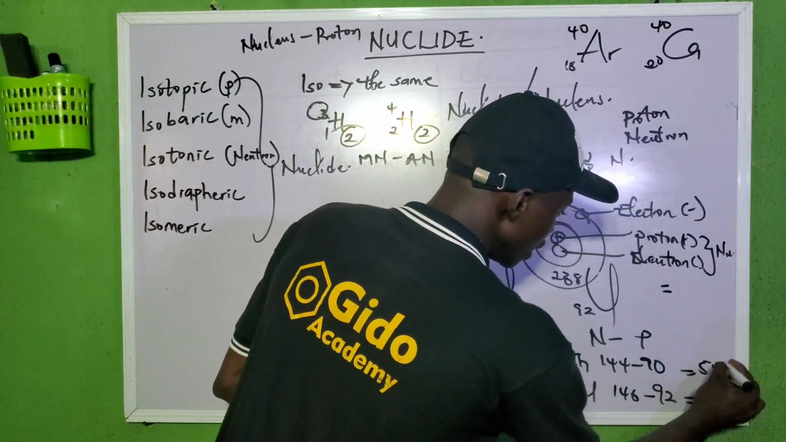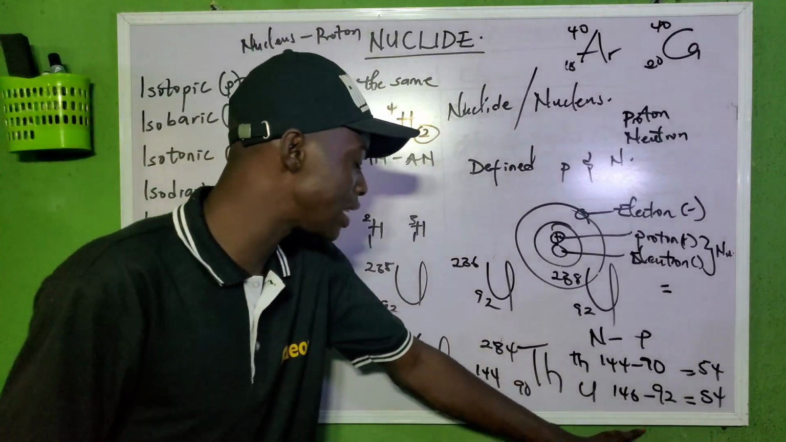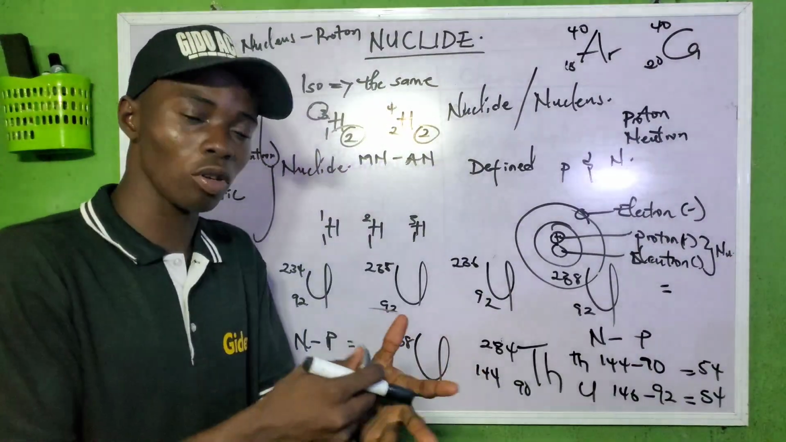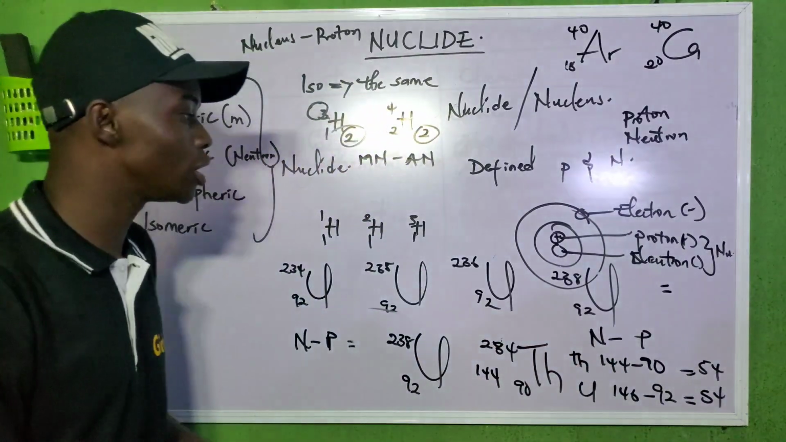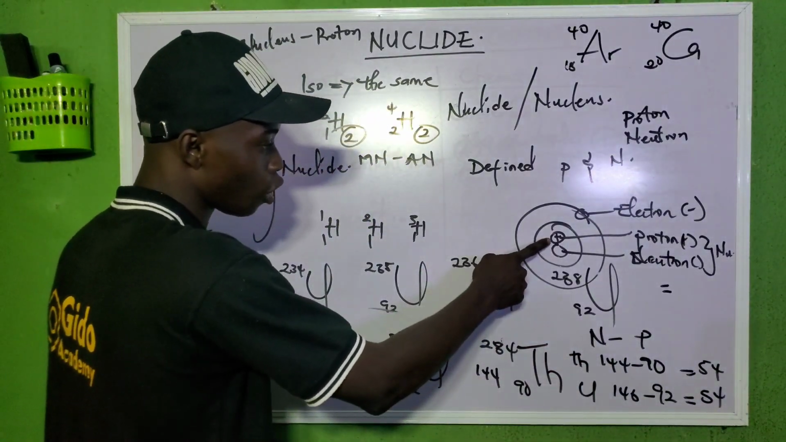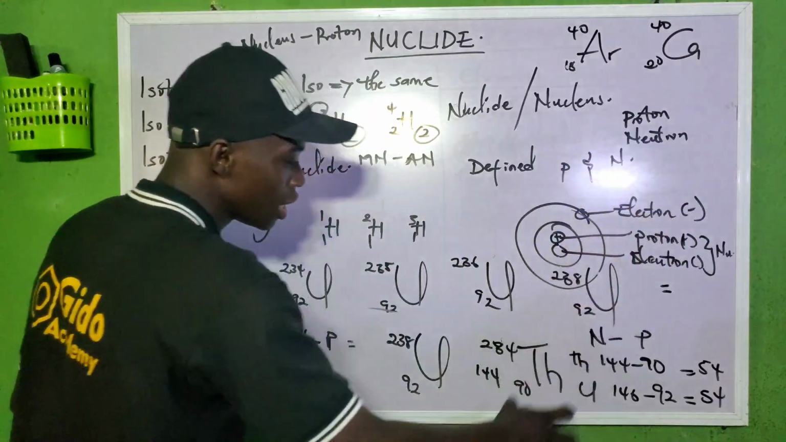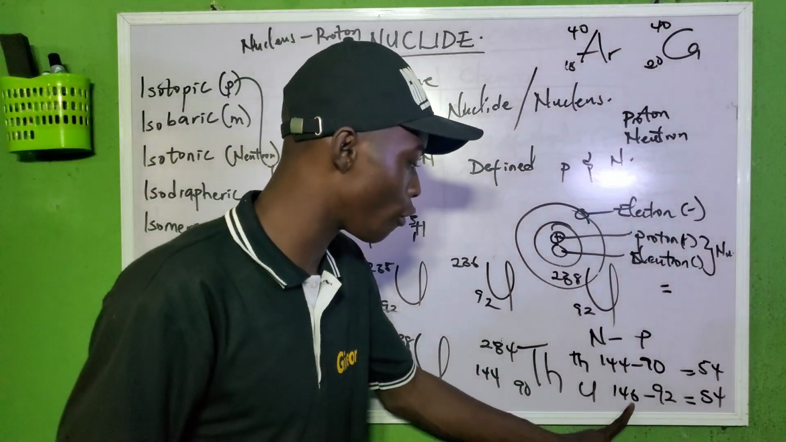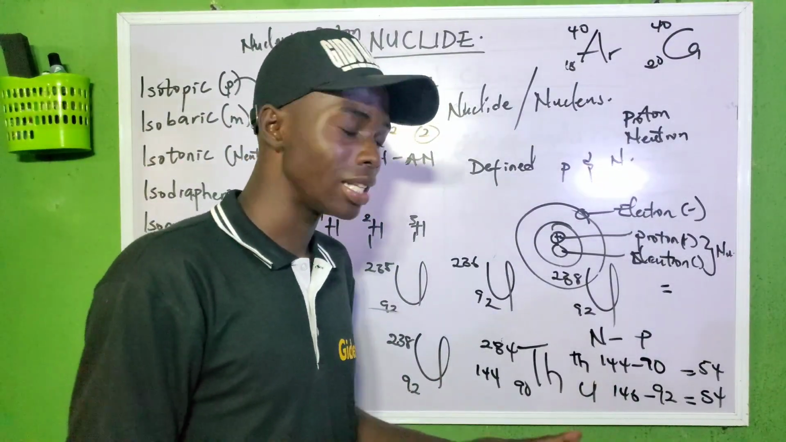And if you do the same thing here, you are still going to have 54. So in this situation where they have the same difference between neutron and proton, we call it an isodiapher. If you subtract this from this and it gives the same value for two different elements, it is called isodiapher. And assuming here was 144, that means they are isotonic. If they have the same neutron number, they are isotonic.